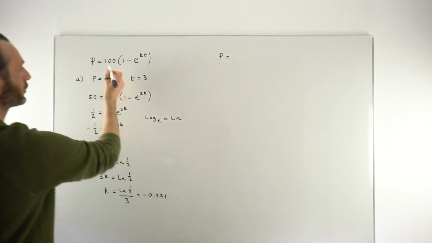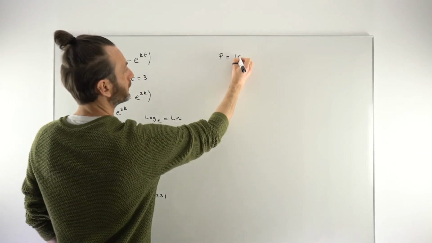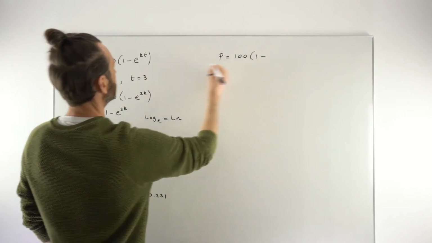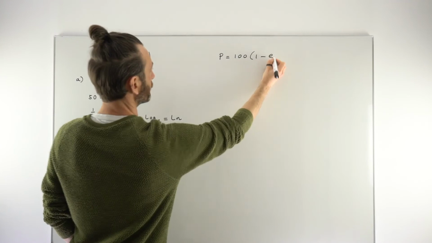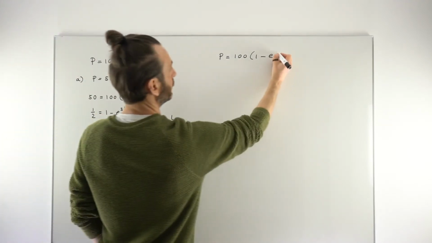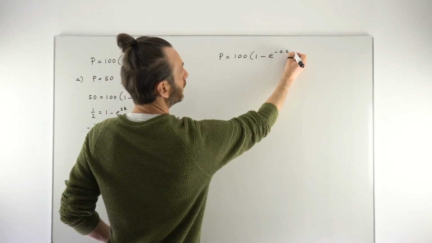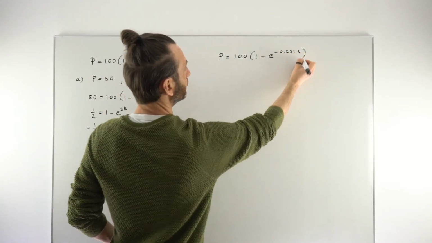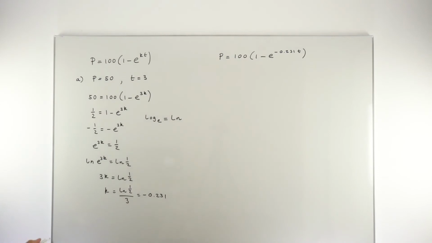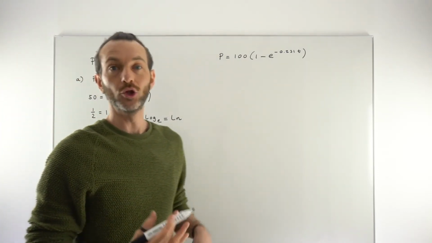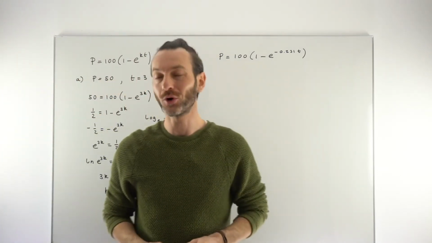So we know now that our original formula is P equals 100, 1 minus, keeping everything the same apart from we've just discovered that K value, so minus 0.231 times T. Okay, and so we're done there with the first part of the question, and we're going to use that new updated formula in the second part of the question.